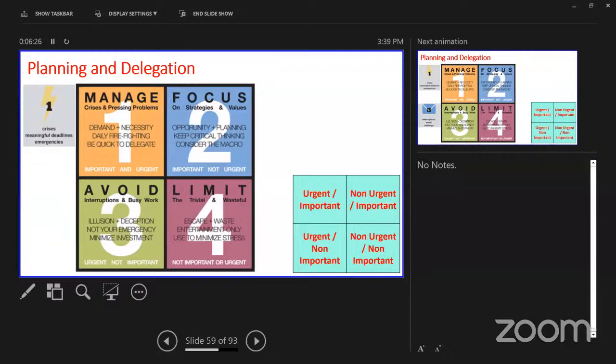For the first one, urgent and important tasks, you have to do it yourself. You have to do it yourself, like attending emergencies, right? You can't delegate it.